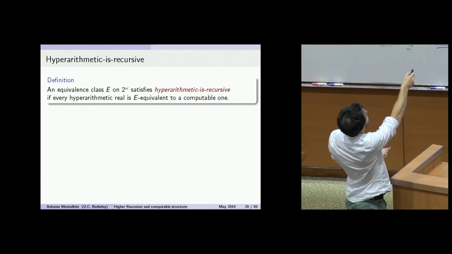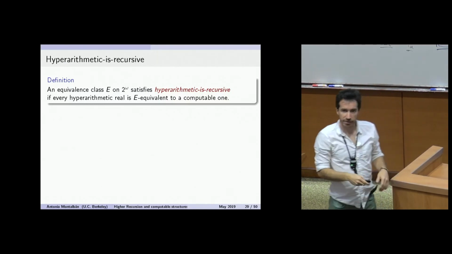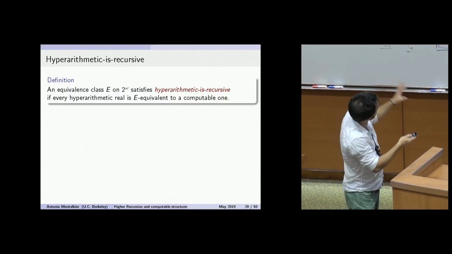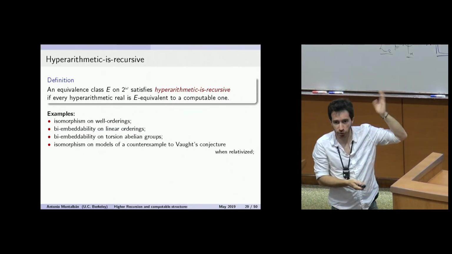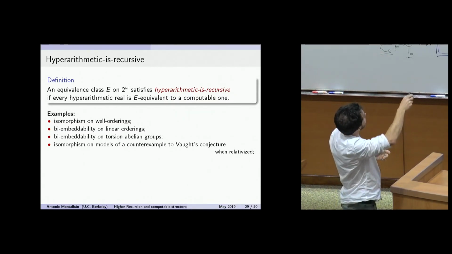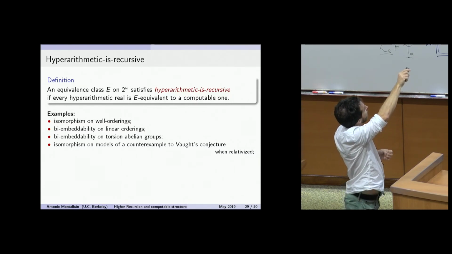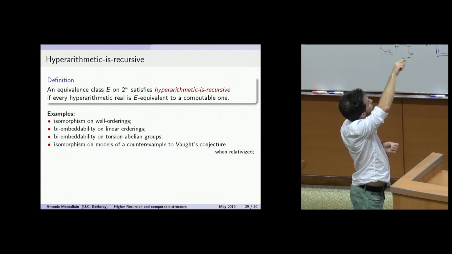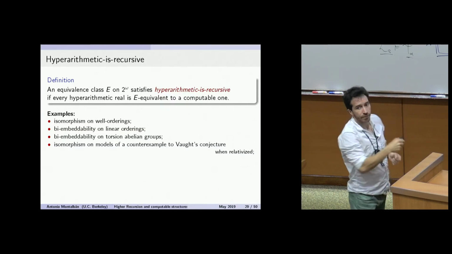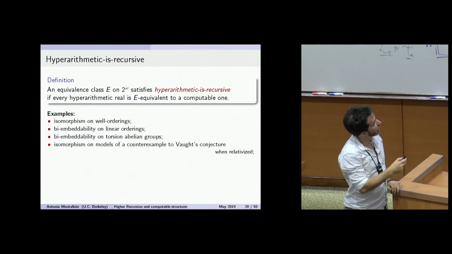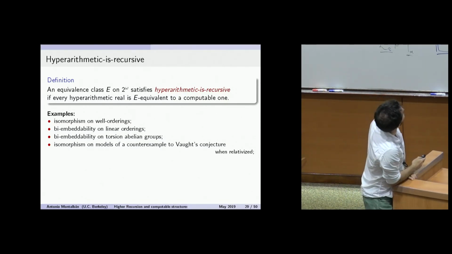It's an equivalence relation E, and I'm saying each equivalence class of a hyperarithmetic real has a computable member. All the examples that I mentioned before are examples of this: isomorphisms of well orderings, that's Spector's theorem, bi-embeddability on linear orderings, bi-embeddability on torsion abelian groups, isomorphisms of models of counterexamples to Vaught's conjecture, if they exist, relativized. Those are examples of this property.